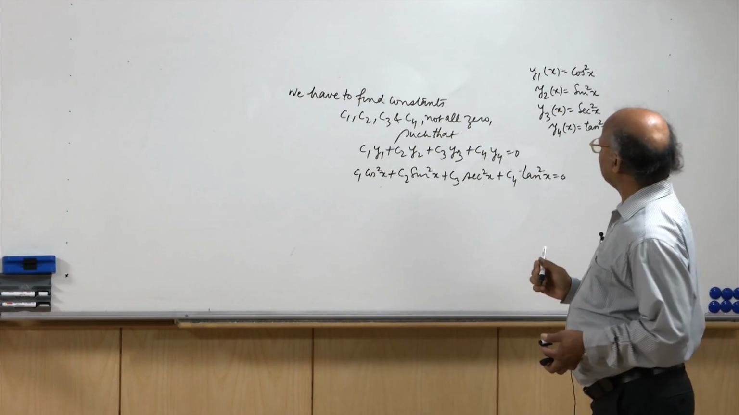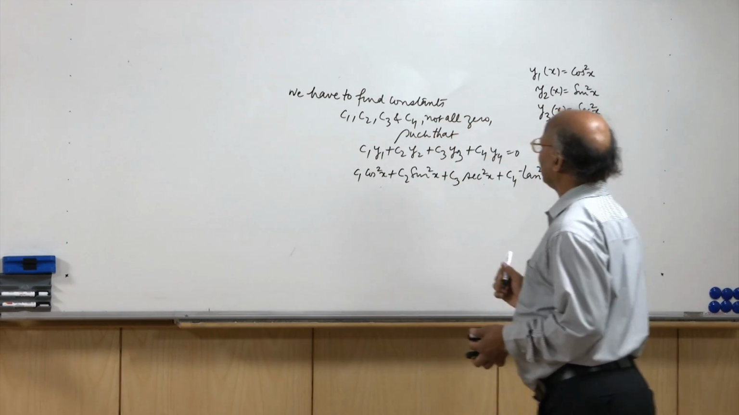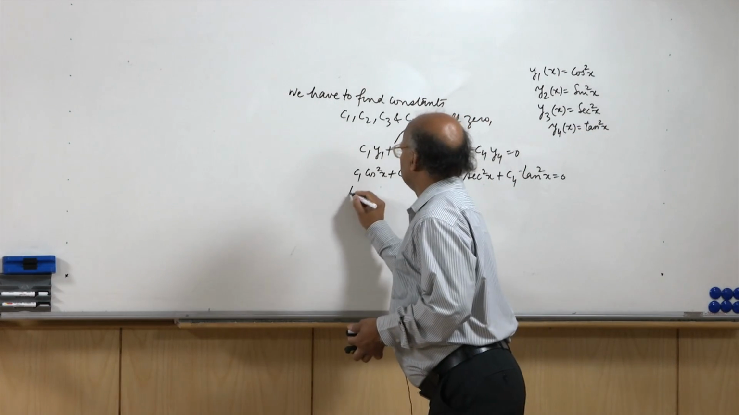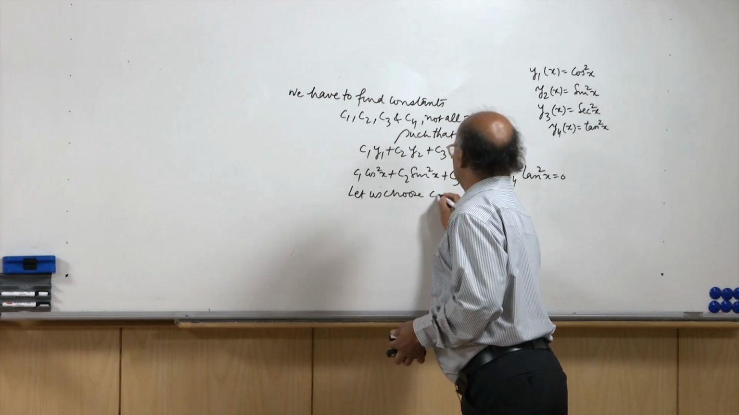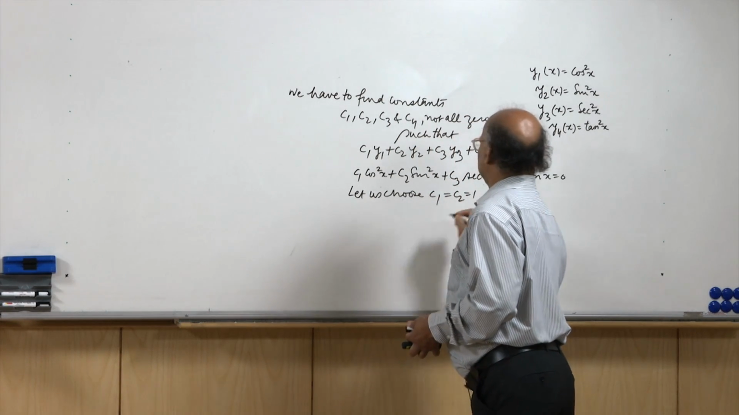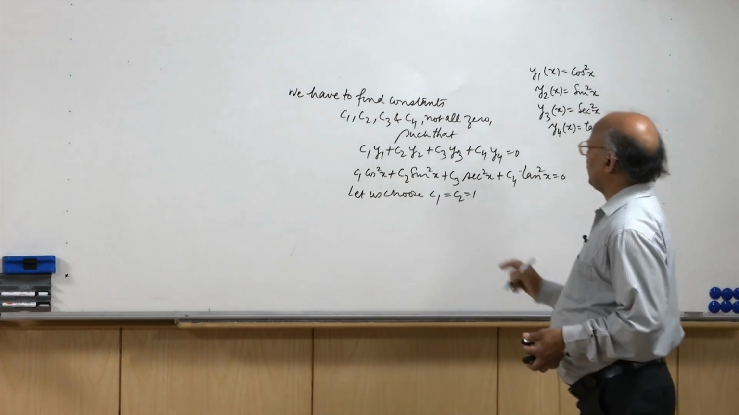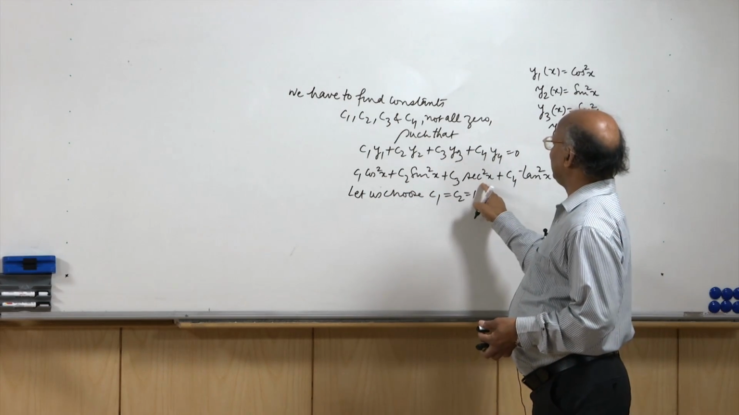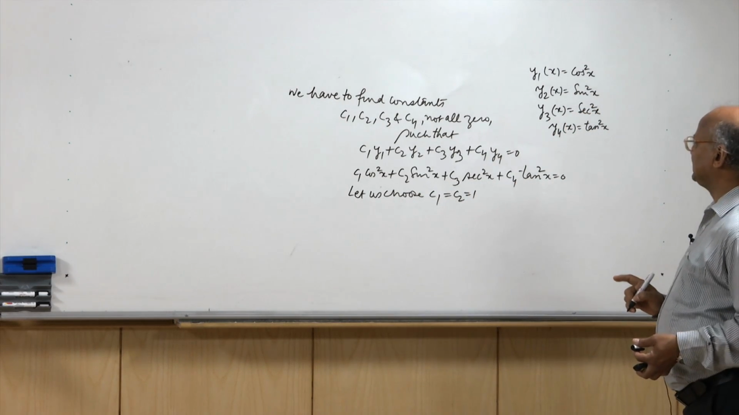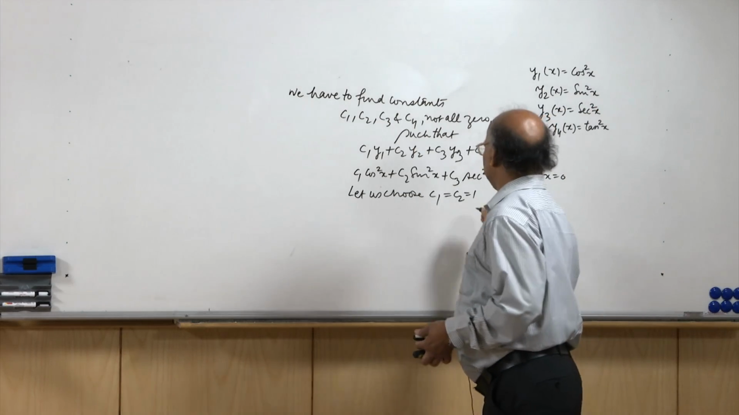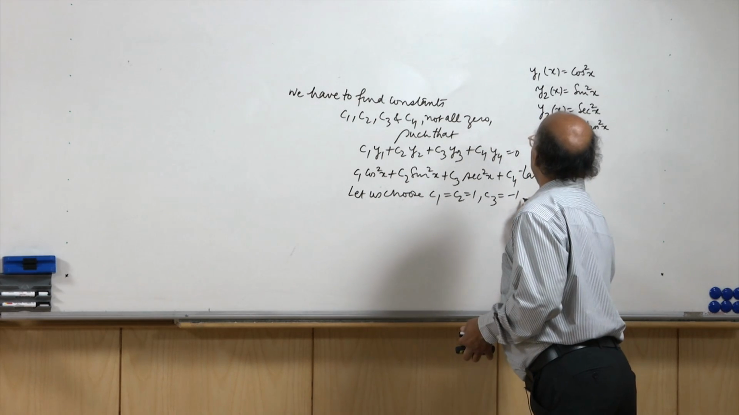We know that sec square x is 1 plus tan square x, and moreover we know that sin square x plus cos square x is 1. So let us choose C1, C2 to be equal to 1, so that we have here cos square x plus sin square x, that is 1, and here we will have C3 times 1 plus tan square x. So let us take C3 to be minus 1.